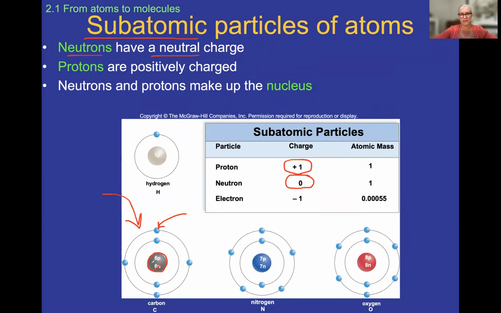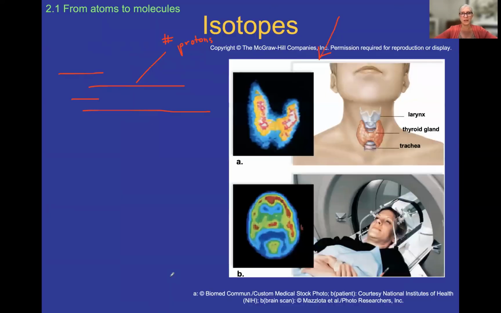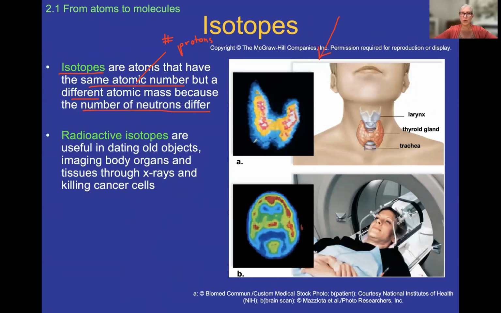Well, if instead of having 6 neutrons, we end up having 8 neutrons in the middle, that's a heavier element. And it's going to create an isotope of carbon. It's called carbon-14 as an example. Carbon-14 is what we use for radioactive dating of certain types of organic material. Radioactive isotopes like carbon-14 are going to be, for instance, dating objects.